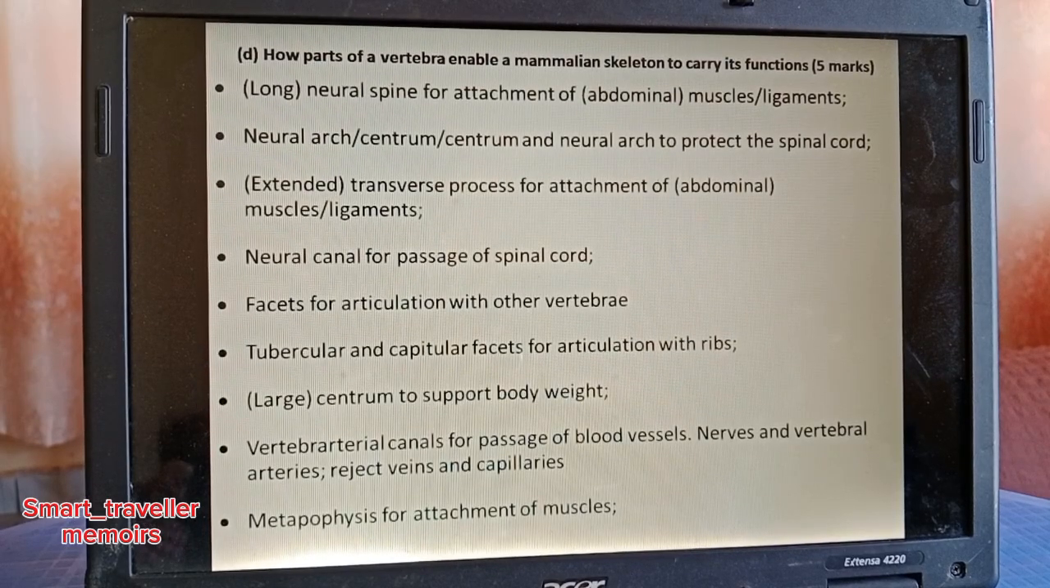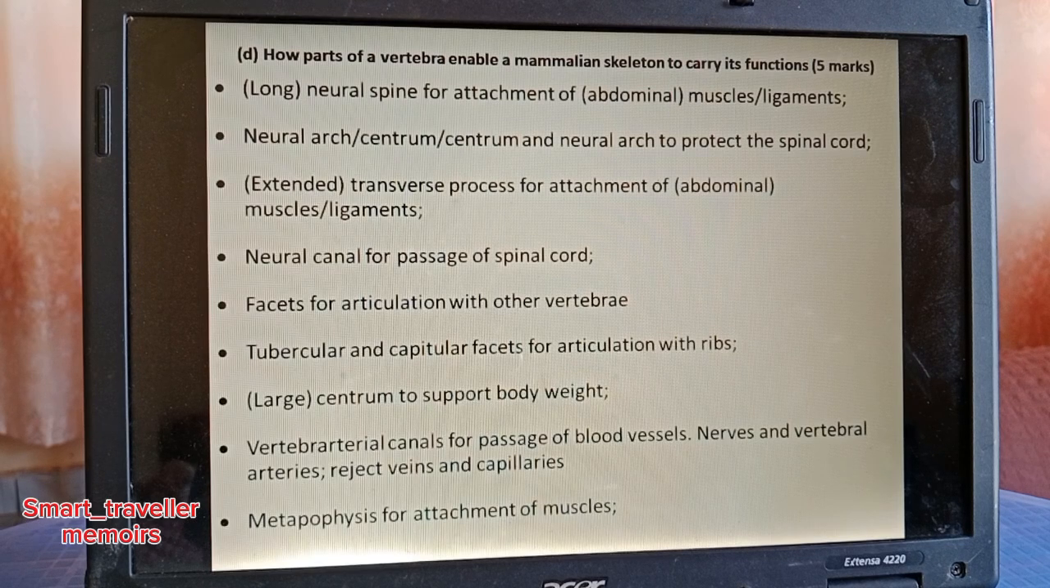How do the parts of the vertebra enable a mammalian skeleton to carry out its function? Neurospine for attachment of abdominal muscles. Neural arch to protect the spinal cord. Extended transverse processes for attachment of abdominal muscles. Neural canal for passage of spinal cord. Facets for articulation with other vertebrae.